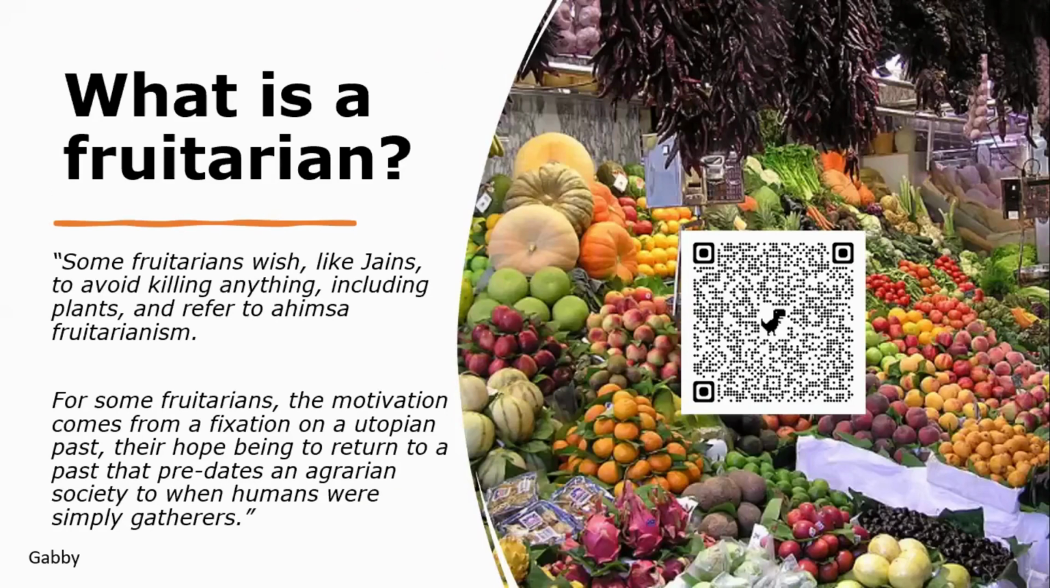So first, what is a fruitarian? Some fruitarians wish, like Jains, to avoid killing anything, including plants, and refer to ahimsa fruitarianism. For some fruitarians, the motivation comes from a fixation on a utopian past, their hope being to return to a past that predates an agrarian society to whence humans were simply gatherers.